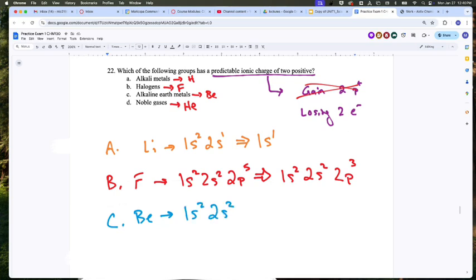1s2, 2s2. What happens? Some people just shook their head yes. Why'd you shake your head yes? Oh, just that? Okay, cool. That's fine. D, noble gases. Helium, again, is a little bit weird because of where it's at, so we could drop to our neon. 1s2, 2s2, 2p6. If it loses 2 electrons, what does it become?